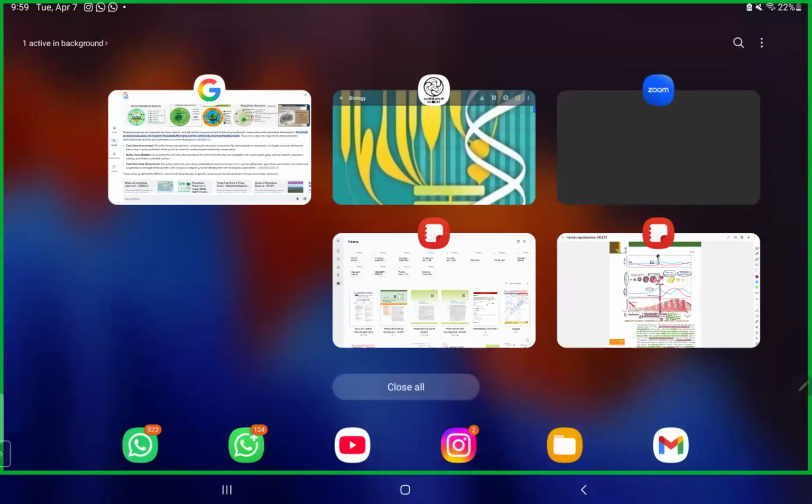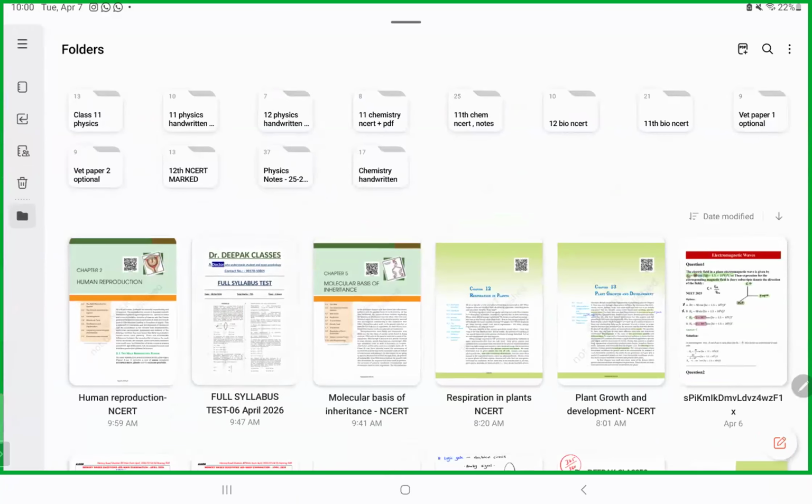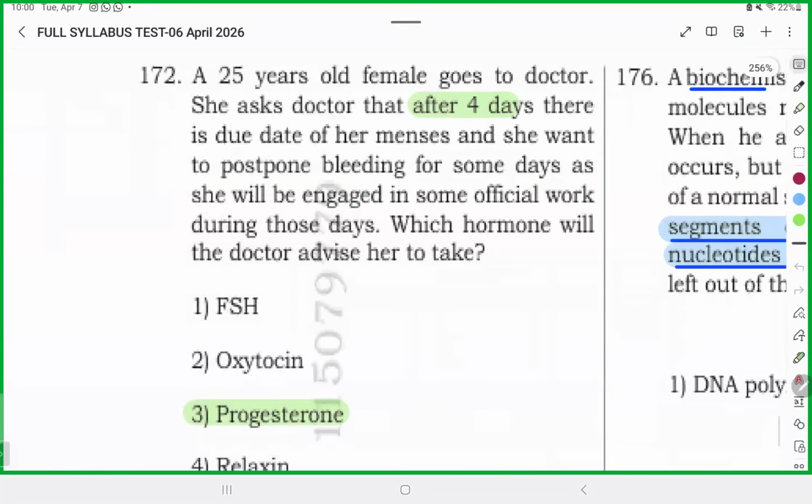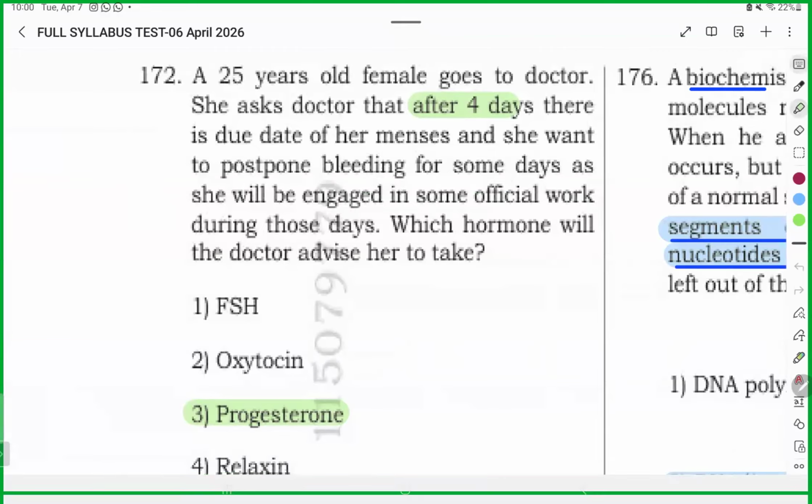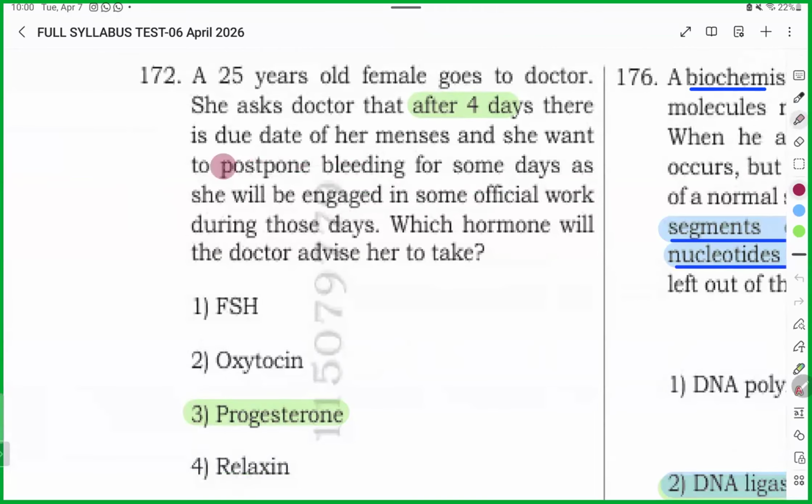So now you can answer this question. We want to postpone the bleeding. Postpone the bleeding का मतलब क्या है? We want to extend luteal phase और secretory phase. Luteal phase और secretory phase, है ना. How to do that? How to postpone luteal or secretory phase? By giving progesterone. Done.